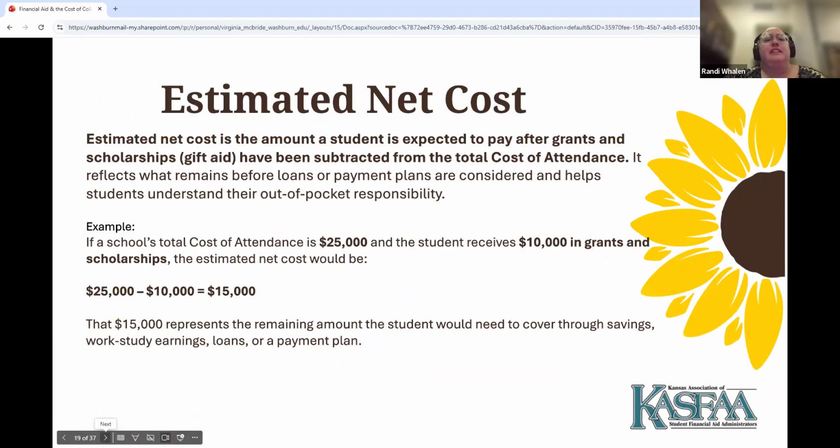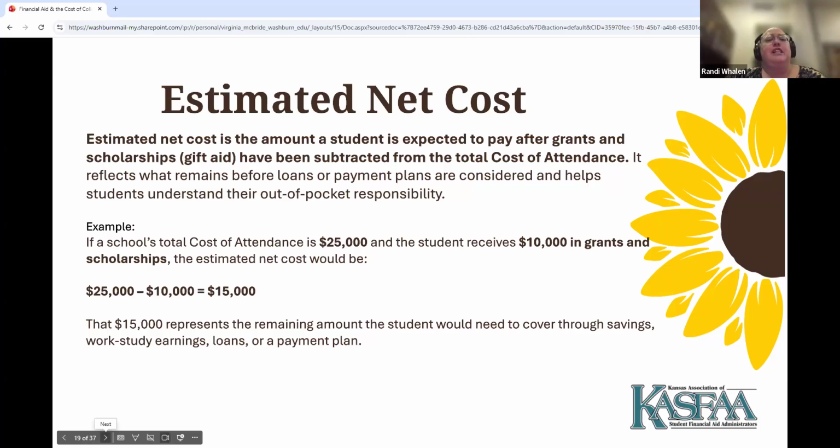Estimated net cost. Estimated net cost is the amount a student is expected to pay after grants and scholarships, gift aid, have been subtracted from the total cost of attendance. It reflects what remains before loans or payment plans are considered and helps students understand their out-of-pocket responsibility.